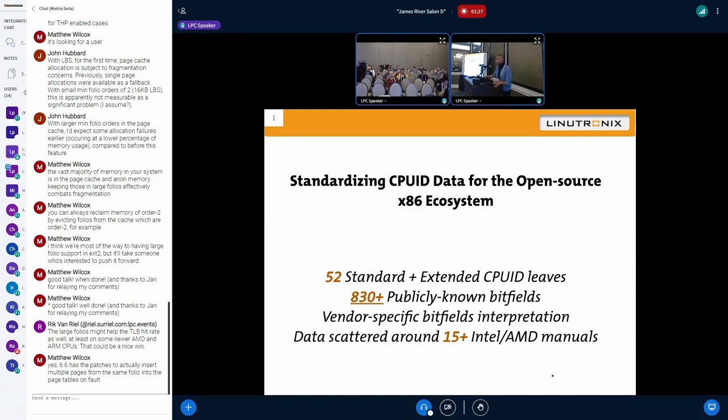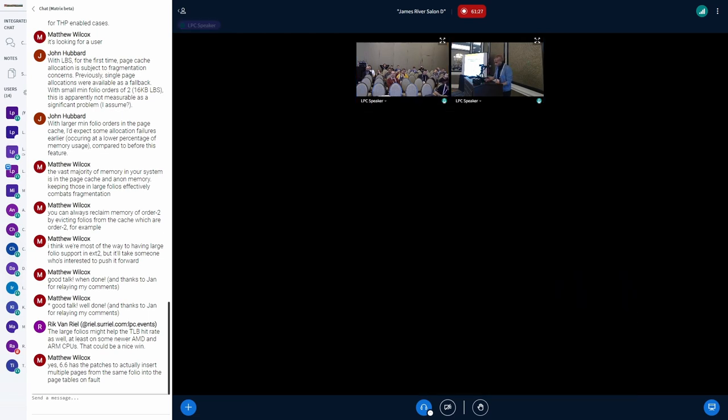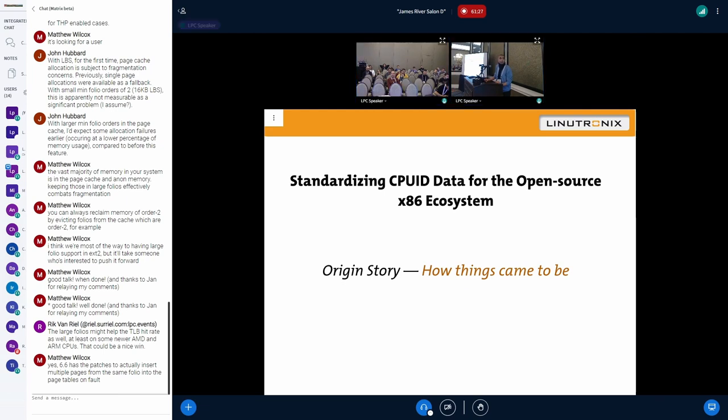A lot of them are also vendor specific. We mostly care about Intel and AMD these days. And the data is scattered around 15 manuals or so. There is, of course, the main Intel SDM with the main listing, but there are a lot of manuals which mention other bits. So this was just a quick summary of CPUID for people who might not be aware of it.